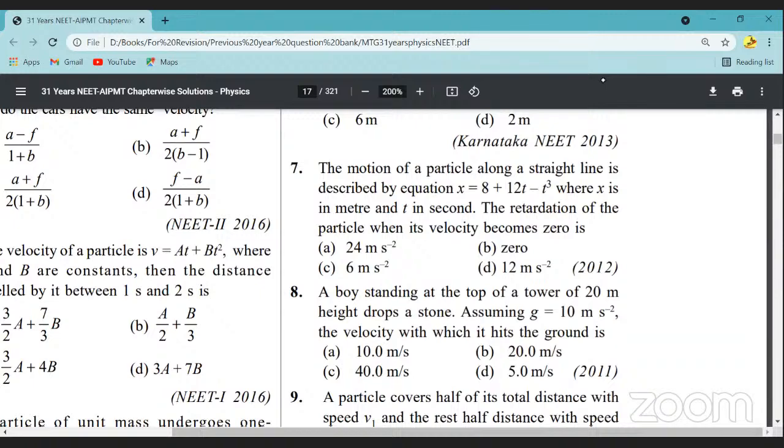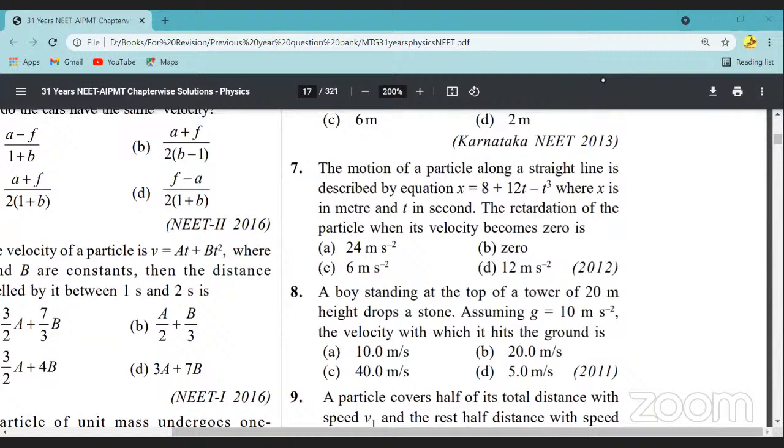Sir, option D. Question number 7, option D. Who gave the answer first? Kamlesh. So how many students are there in the class? Oh, there are so many students. Why are only 2 students answering?